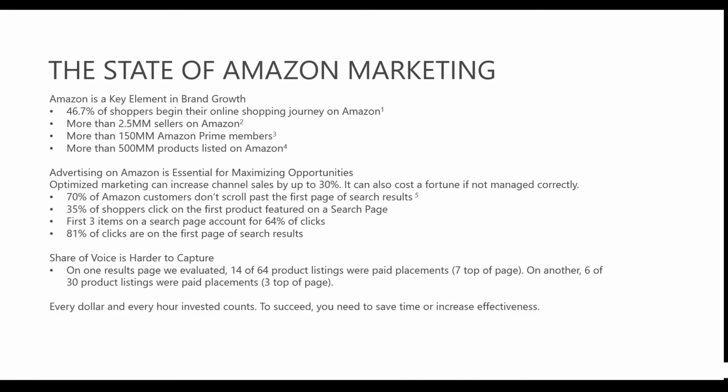Yesterday, we looked at 2 listing search pages, and you can see 14 out of 64 product listings on one search term were paid placements, 7 of which appeared in premier placement at the top of the page, the first thing consumers see. Another 6 out of 30 were paid, with 3 being at the top of the page. So we're seeing greater than 10% of all listings in preferred placement at the top of the page, where 81% of clicks are going, and 64% on those top placements are due to marketing efforts.